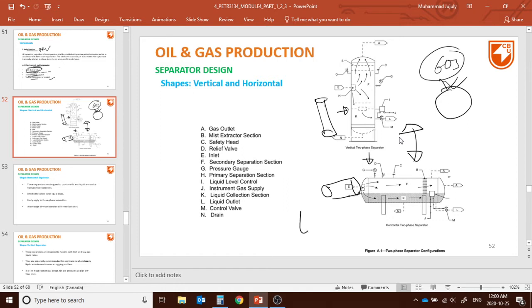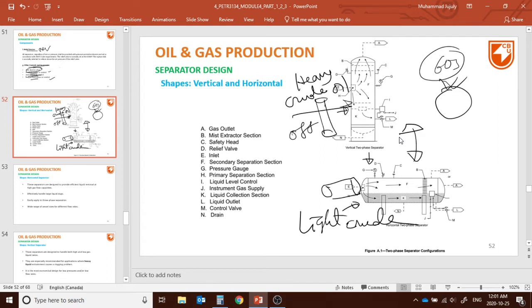For instance, for the light crude oil, we usually use the horizontal one, but for the heavy crude oil, we use the vertical. Okay, now during the offshore operation, we usually choose the vertical one.